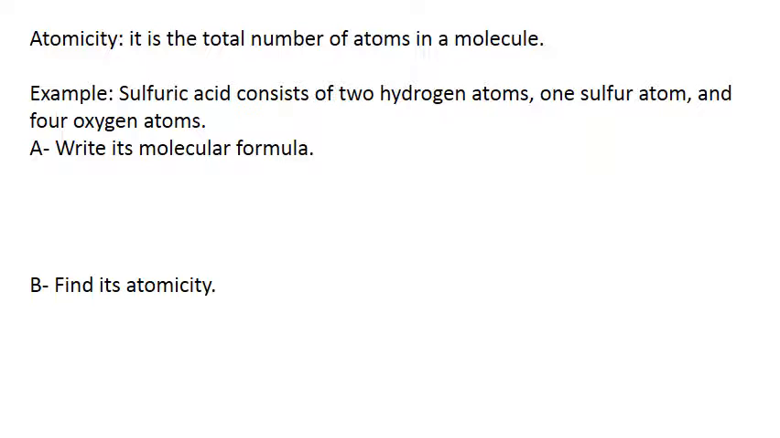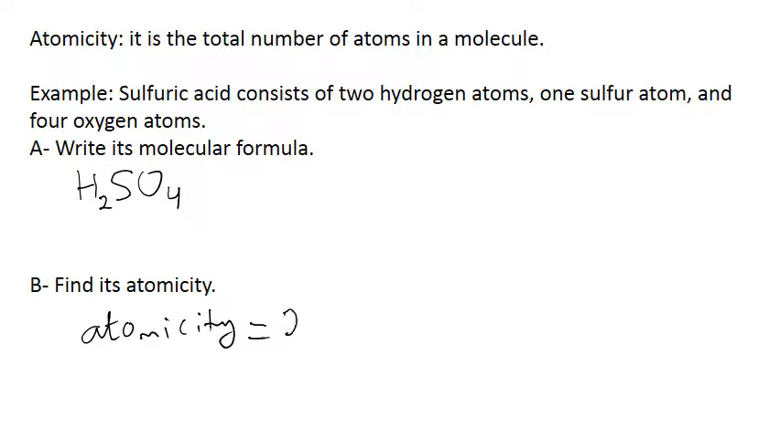Atomicity is the total number of atoms in a molecule. For example, sulfuric acid consists of 2 hydrogen atoms, so it's H2, 1 sulfur atom is S, 4 oxygen atoms is O4. Finding the atomicity, Muhammad Saleh, can you give us the atomicity of H2SO4? Equal 2 plus 4 plus 1 equals 7 atoms.